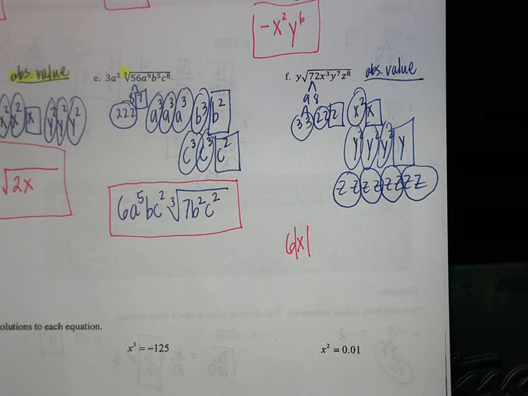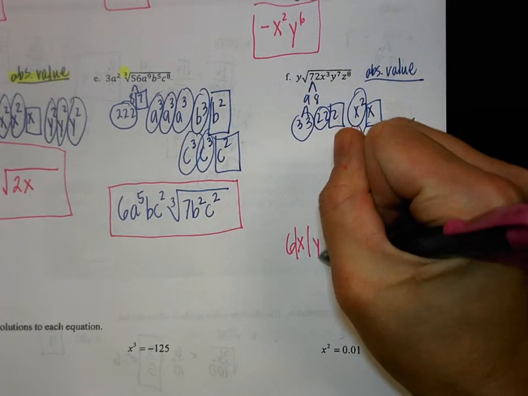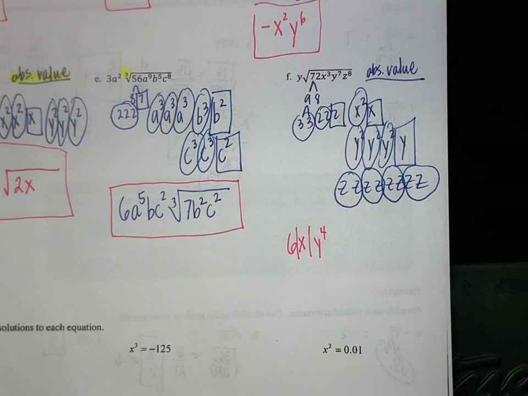Y to the fourth. Do we need absolute values on that? No, because if it was a negative, a negative to the fourth power would make a positive. Okay, good. So we don't have to worry about absolute values there.